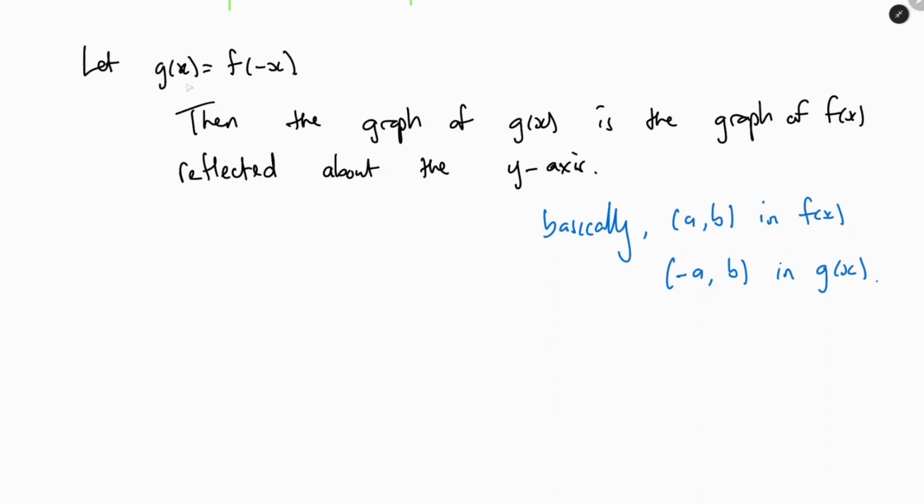Okay, so whatever value in f gives you that particular y value, you're going to take the negative to get that same y output. So the input of a gives you a y output of b in f, and the input of minus a must then give you the same y output b in g of x. So what does that look like?